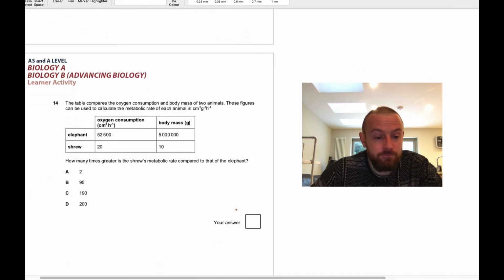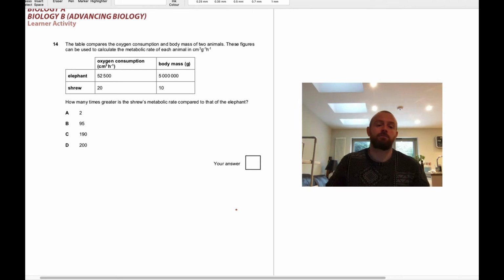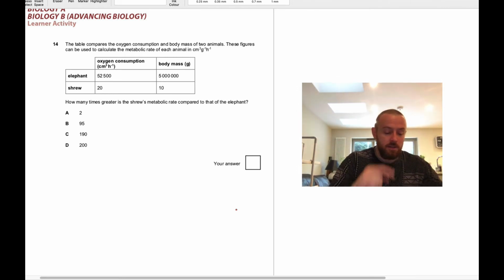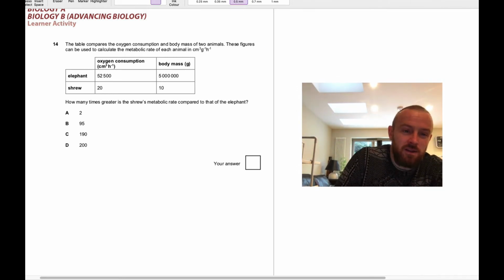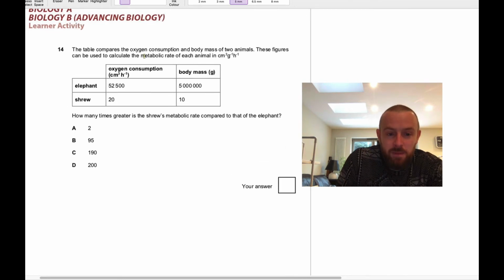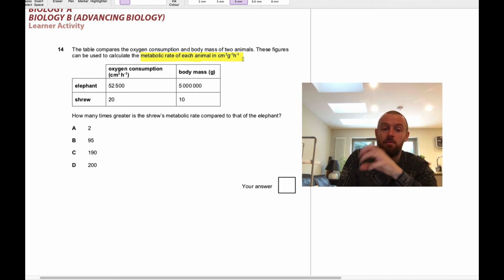Moving on. Okay, a bit of maths here. This table compares the oxygen consumption and body mass of two animals. These figures can be used to calculate the metabolic rate of each animal in centimeters cubed per gram per hour. The thing you really have to do here is, we don't teach that much about this in the syllabus, but the question gives you multiple clues. The clues are given in the units. The metabolic rate of each animal is in centimeters cubed per gram per hour.